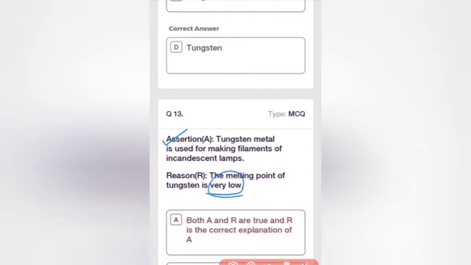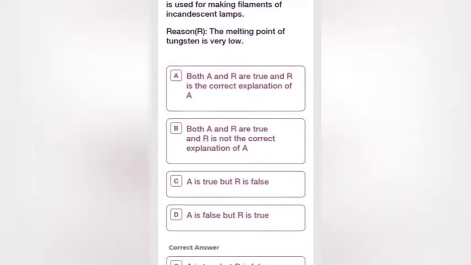The melting point of tungsten is very low. No, it should not be low. It must be high melting point in order to give light or to glow. So this is wrong. So assertion is true, reason is false. It must be option C. Assertion is true and reason is false.